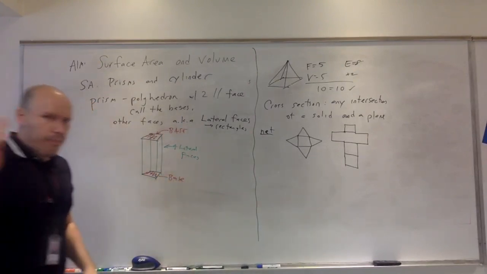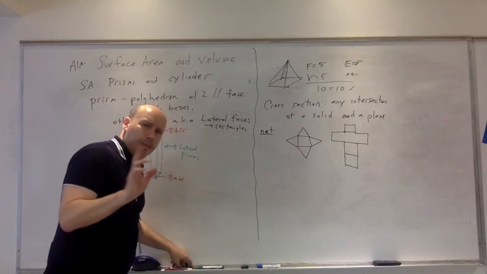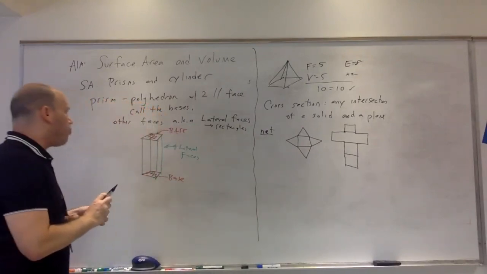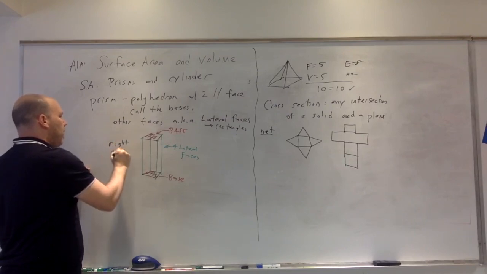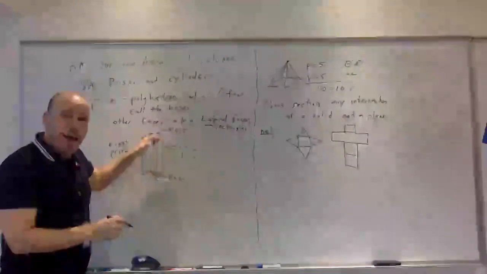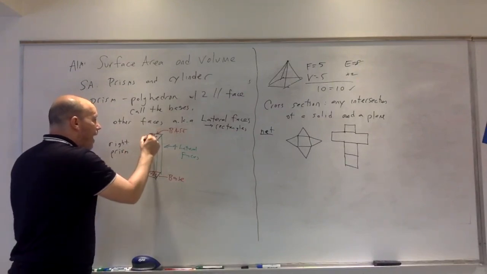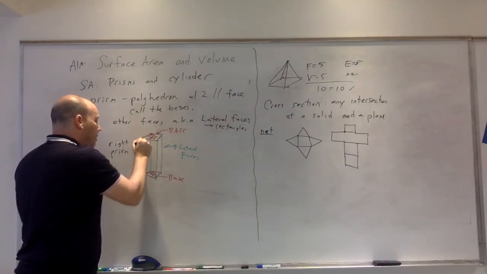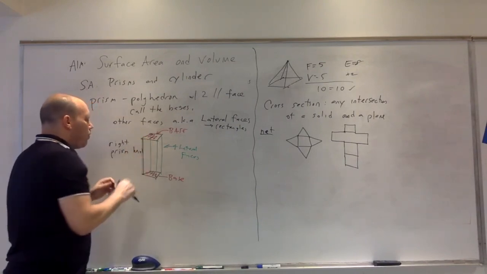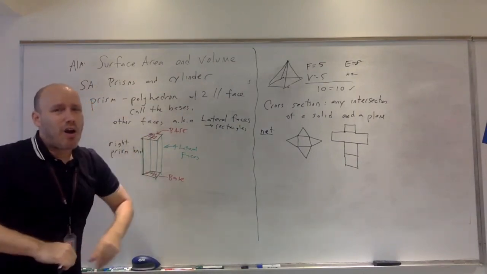Now, you might say, well, it's not a problem. This is known as a right prism, because the bases are directly on top of the other. So the height is basically the height of the prism. So you might say, well, what other cases are there?